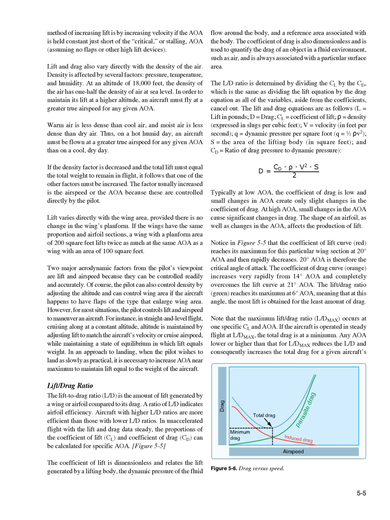The lift and drag equations are as follows: L equals lift in pounds, D equals drag, CL equals coefficient of lift, ρ equals density, expressed in slugs per cubic feet, V equals velocity, in feet per second, q equals dynamic pressure per square foot, q equals half ρV², S equals the area of the lifting body, in square feet, and CD equals the ratio of drag pressure to dynamic pressure, CD = 2D/ρV²S.